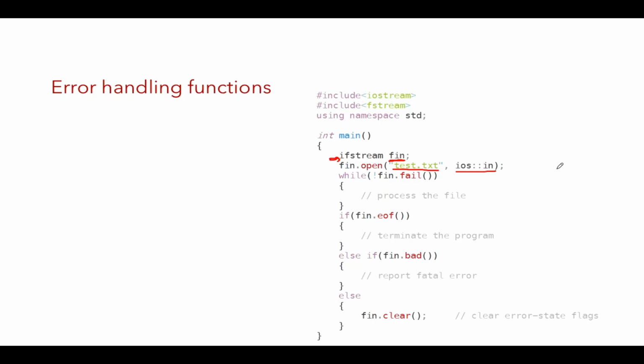Okay, so I'm writing while not fin.fail, as in unless and until there is some problem with the file while performing a certain operation, it is going to perform whatever code is inside of this while loop. I am also writing: if fin.eof is reached, then we can terminate the program. Else if fin.bad, we are just going to return that some fatal error is there. Else I'm writing fin.clear, that is, clear the error state flags related to the file.